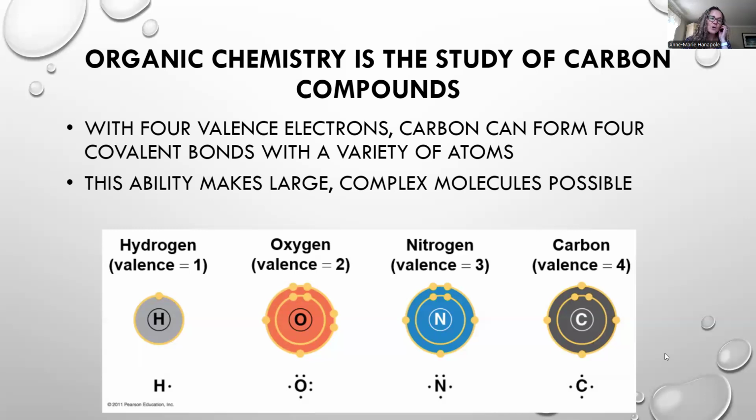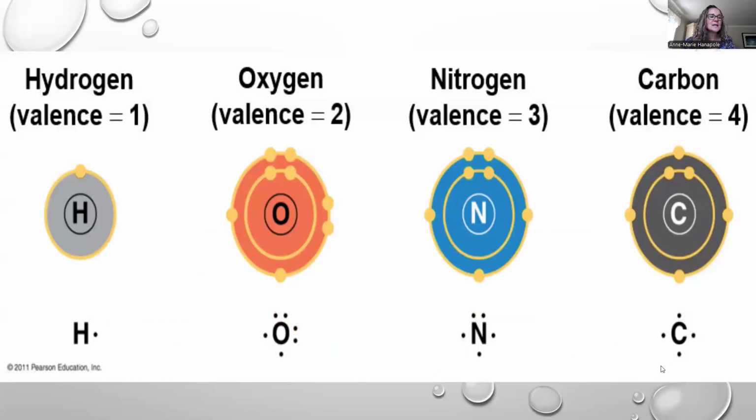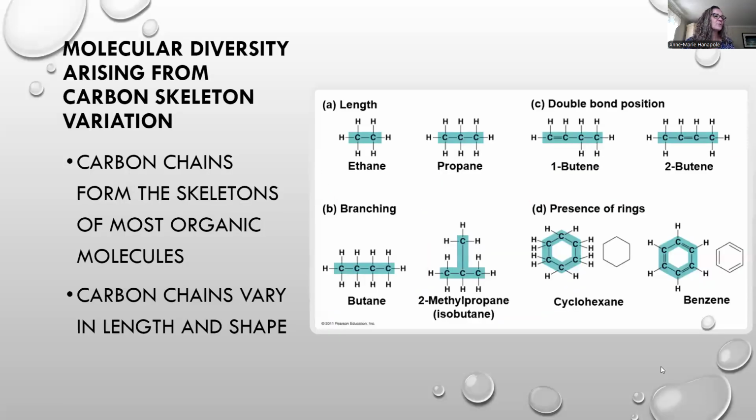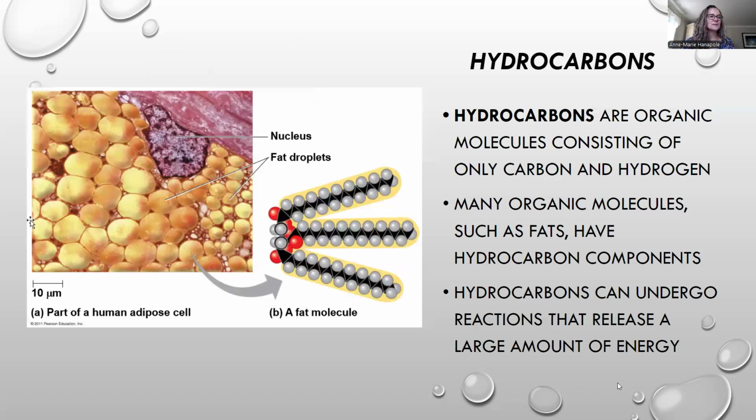And because it can make four covalent bonds, you can bond it together in all kinds of different arrangements, and you can make short chains, you can make long chains, you can make branched chains, you can make ring structures. And that ability to make those chains in different lengths and those rings and combine rings together, all of that is what makes carbon so special, because you can arrange it in so many different ways. And that is what allows that foundation for all of those macromolecules.